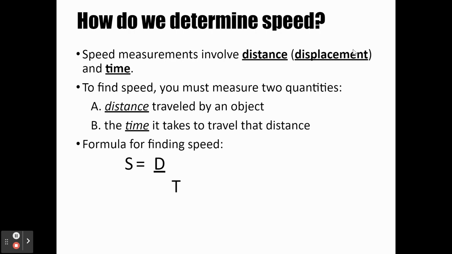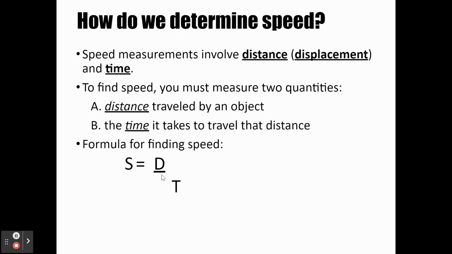So, how do we determine speed? There's two things that we really need to focus on when we're looking at speed. One of them is distance, specifically displacement. So, how far are you from the starting point? And the other one is time. So, to find speed, we have to have these two quantities, these two numbers. We have to have the distance the object traveled and the time it traveled. Oh, that T is supposed to be under that, but you get the idea.